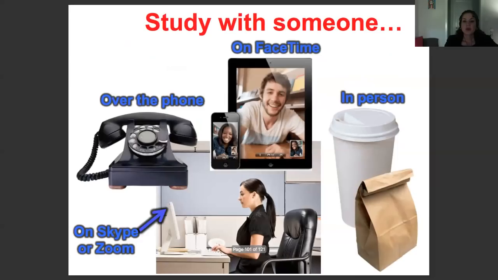Now, I do want to urge you guys to study with someone. I want you to find somebody to study with. You can study with someone on FaceTime, over the phone, in person, actually meeting with the person, or on Skype or on Zoom. There are many ways technology allows us to meet with people and to have a study buddy.